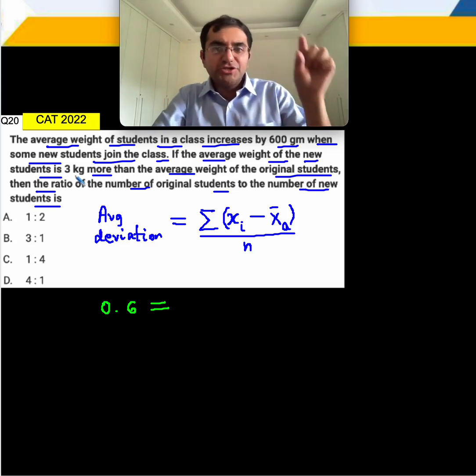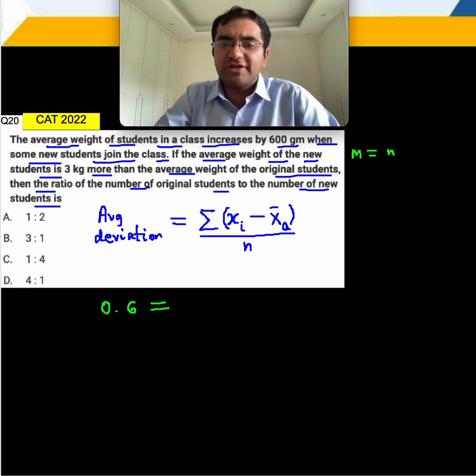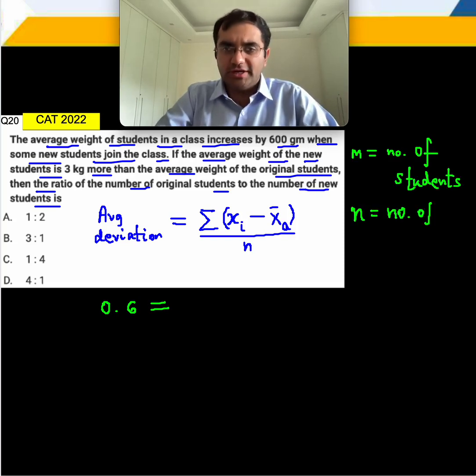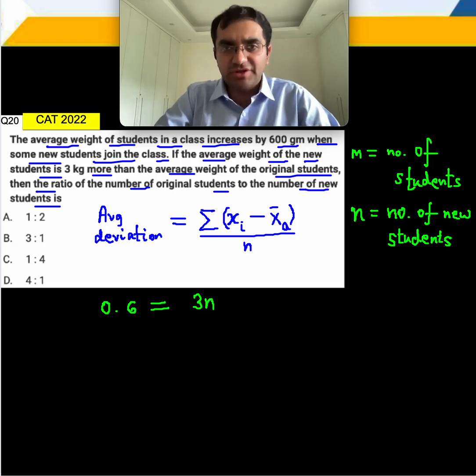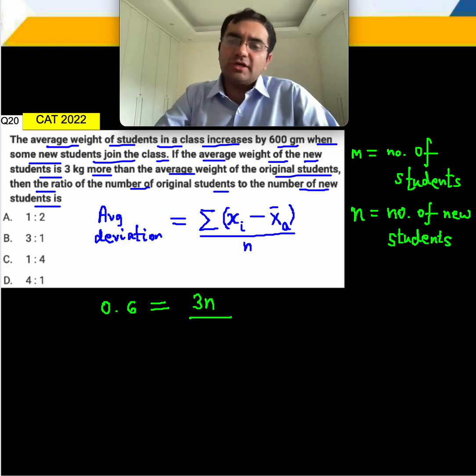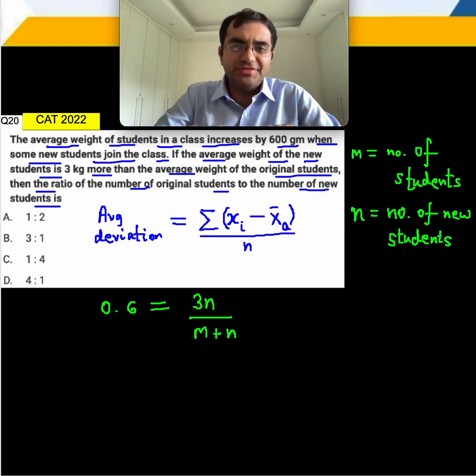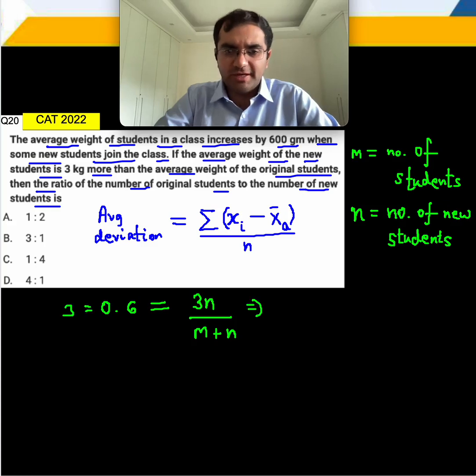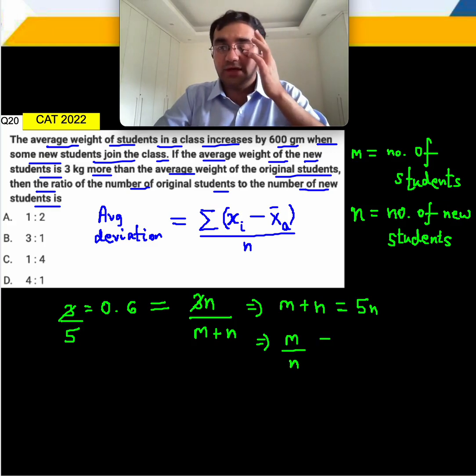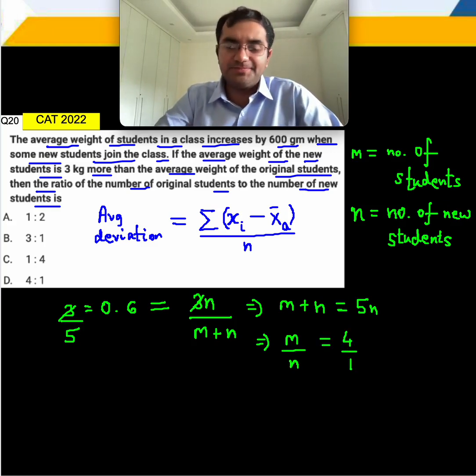So 3 kg per new student. Let's take some variables. M is the number of old students. N is the number of new students who join. ठीक है? So what is the sum of deviations that I have? 3 kg per new student. So total deviation becomes 3n divided by total number of students हो गया m plus n. That is your equation. This you now solve. Cross multiply. 0.6 is 3 by 5. 3 cancel. M plus n is 5n. So therefore m upon n becomes 4 upon 1.